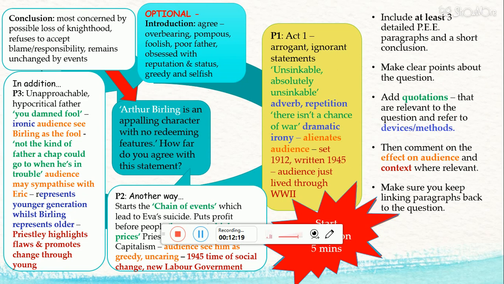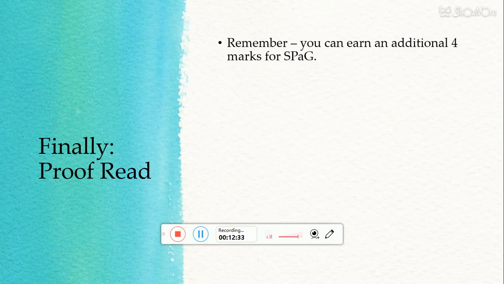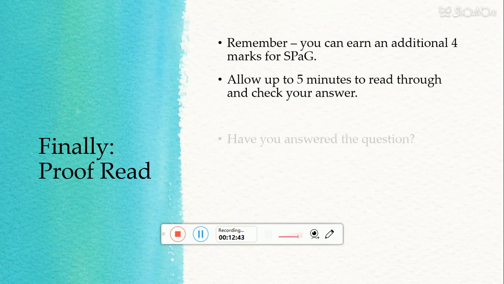Okay, and well done. You should have completed your essay. Now, you're not quite finished yet because you should now have allowed some time, up to 5 minutes. You may have less, but up to 5 minutes to proofread your answer. You've got to remember you can earn an additional 4 marks for this section of the paper for your spelling, your grammar, your punctuation. So it is worth allowing some time to check.